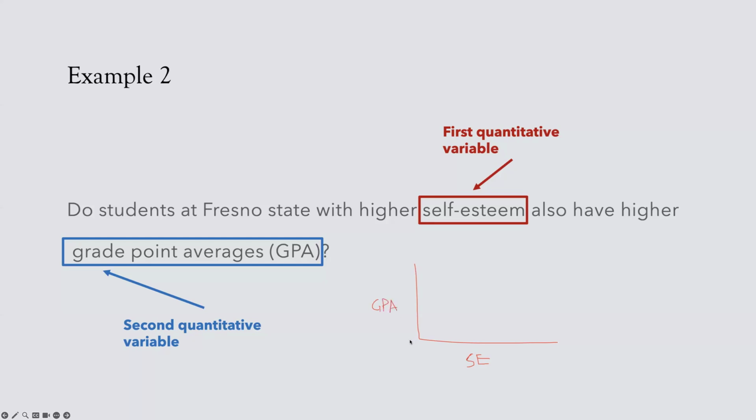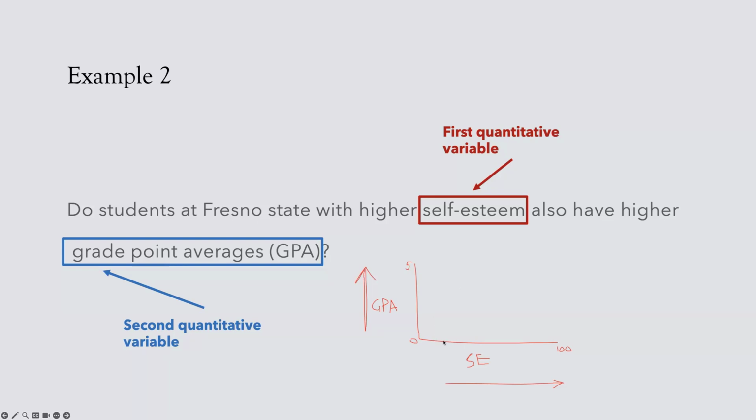And so I'm going to put 0. And there's places that have above a 4, so I'll do 5 up here. And then for self-esteem, we're going to go 0, and we'll just say 100 as our maximum. And so we're asking, as self-esteem scores increase, so going that direction, does GPA increase? And we would do a scatter plot for this.